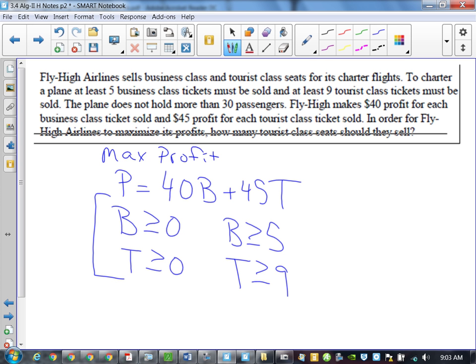How many total tickets can you fly? 30. Can I have more than 30? No. Can I have less than 30? Yes. Can it include 30? Yes. So my final bit of information was business seats plus tourist seats have to be less than or equal to 30. That's not terrible. It can get a little messy from time to time, but it's not awful. Now I have to draw it. And that's the easy part.